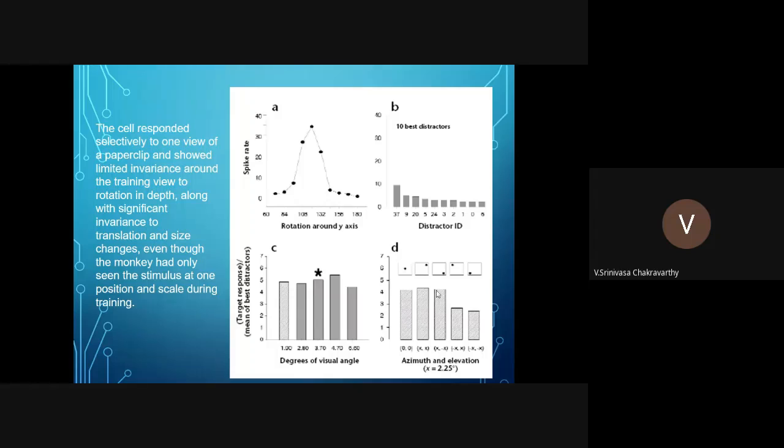Similarly, as you translate the object around, here also it is somewhat translation invariant. In figure D, in the top figure, you can see where the object is presented. In the first one, it is presented in the center. Second one is presented to the right top. In third one, it is presented to the right bottom, and so on. So the first three show high response, but 4 and 5 show slightly lesser response.